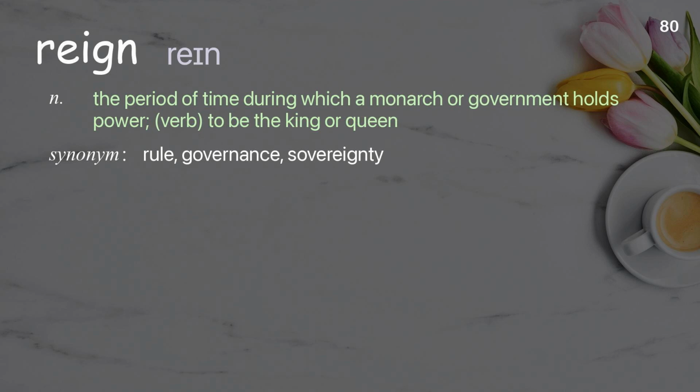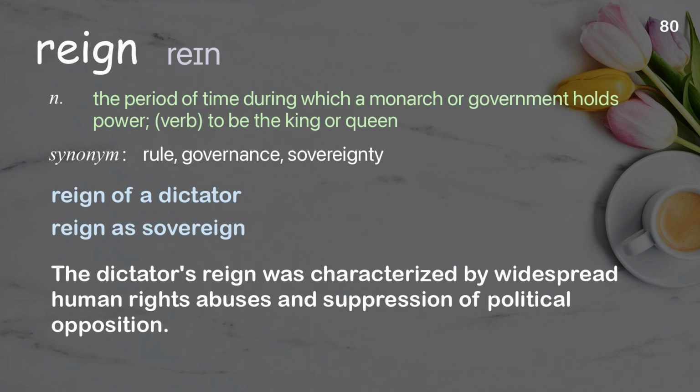Reign. The period of time during which a monarch or government holds power. Verb: to be the king or queen. Examples: reign of a dictator. Reign as sovereign. The dictator's reign was characterized by widespread human rights abuses and suppression of political opposition.